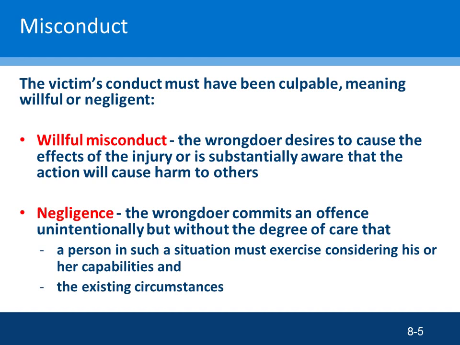A second element is misconduct. Misconduct may be willful misconduct or negligent misconduct. Willful means I do something on purpose. The wrongdoer, the person who commits the tort, the wrongful action, desires to cause the effects of the injury. Like in the example, I hit you. We have a fight and I decide to punch you. In that case, this is willful misconduct. I desire to cause the effects of the injuries. I decide to break someone else's nose.